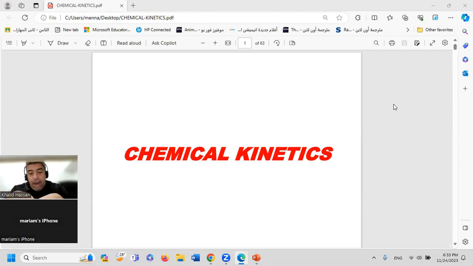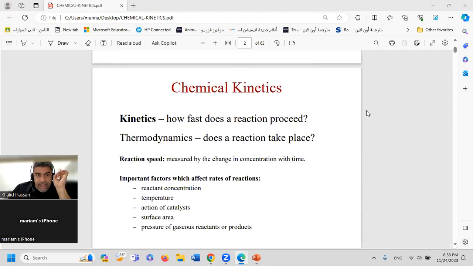something divided by change in time, like the speed of our cars: change in distance divided by change in time, so we get the speed. In the same way, we are going to measure chemical kinetics. It means how far the reaction proceeds. So let's go first for some definitions, like chemical kinetics.